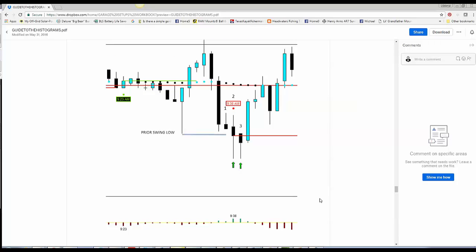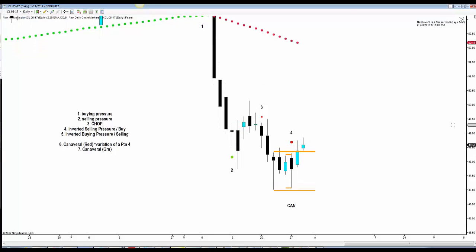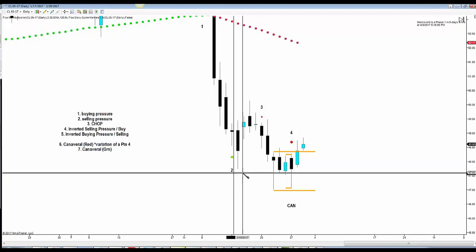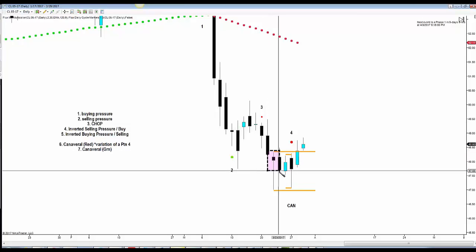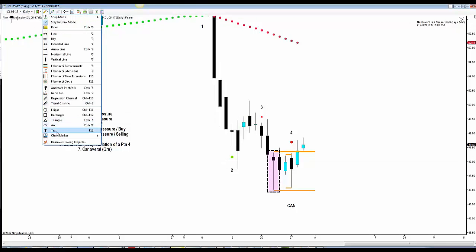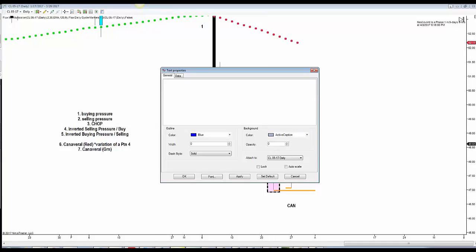Okay? But occasionally the pattern forms in a slightly different way, and it happened here on our daily chart in Crude. And so there are 2 important components of a Canaveral pattern 6. The first one involves a new low candle. So let's go ahead and just type that, new low. I'll call it brand new low. I think that's how I've been referring to it.